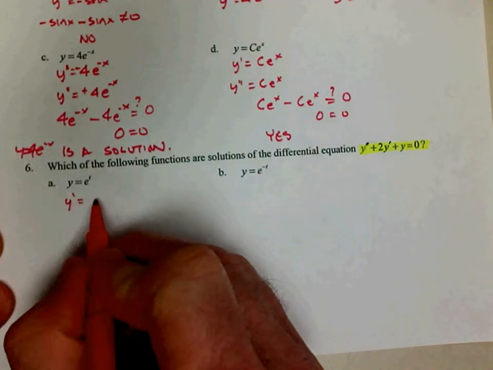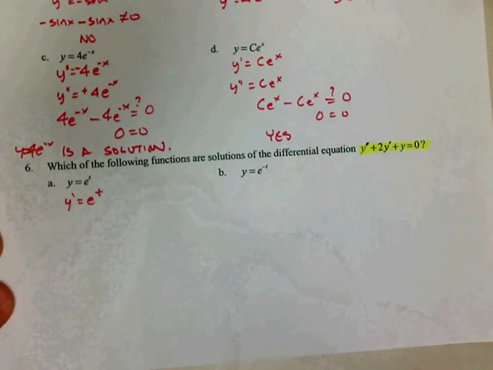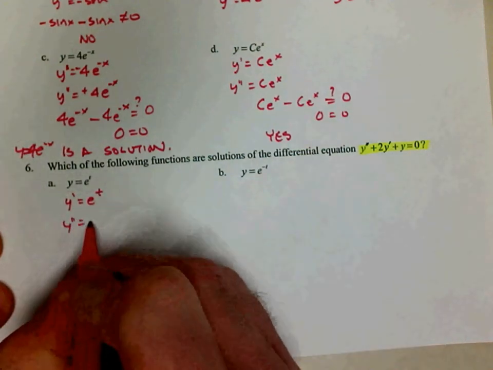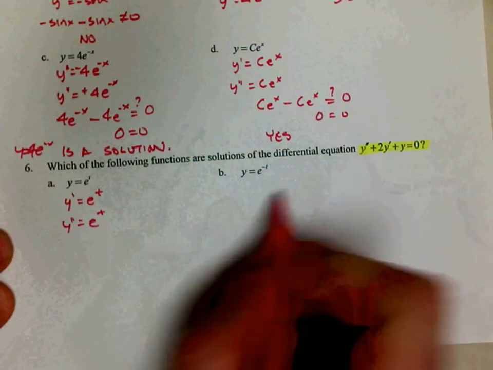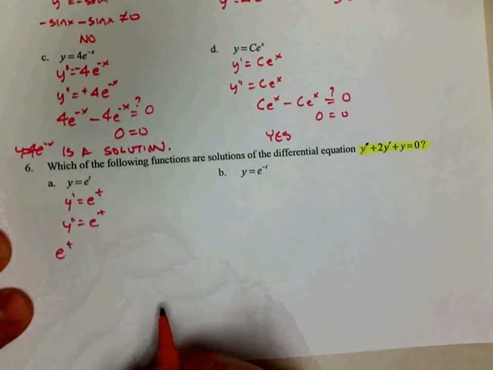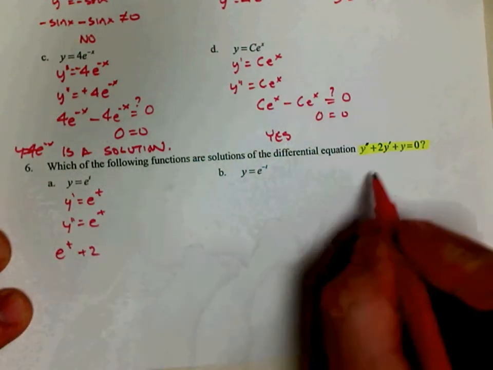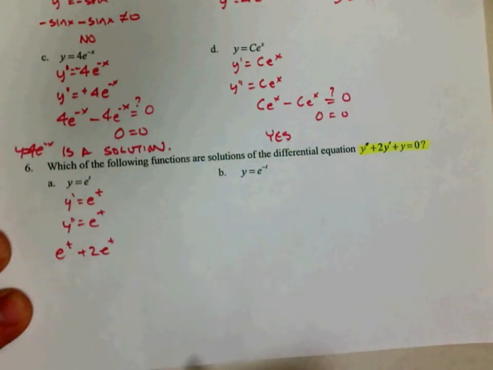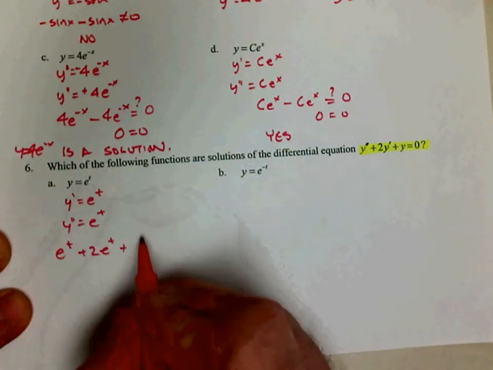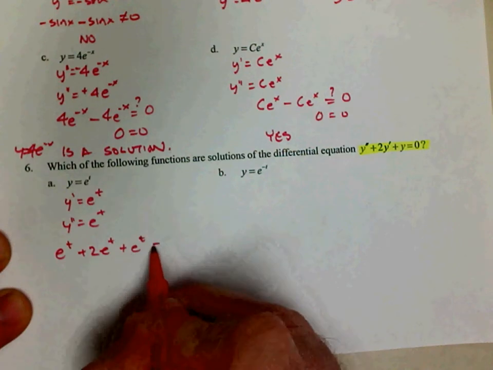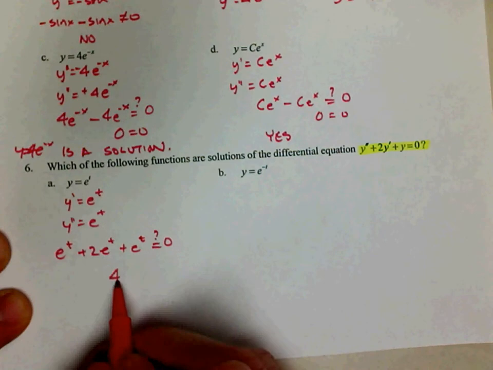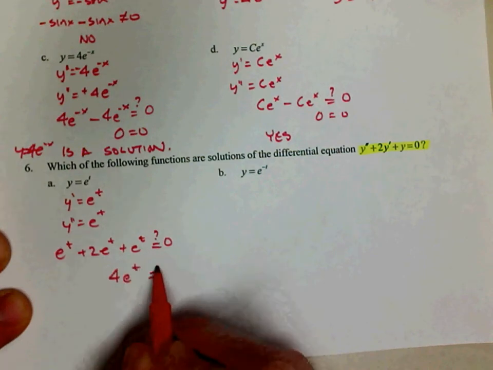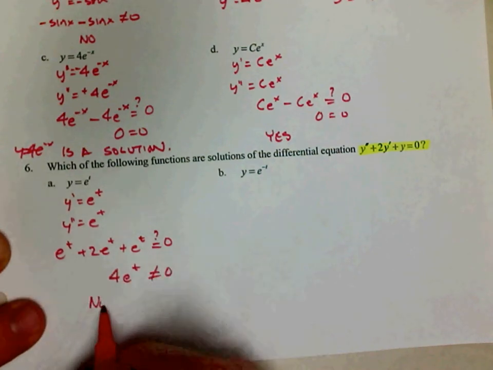This will be e to the t. Second derivative is e to the t. So a little bit boring here, but let's just substitute those in and see. Second derivative, e to the t, plus 2 times our first derivative, e to the t, plus the original function, e to the t. Does that equal 0? Well, obviously not. This is going to be a 4e to the t, which does not equal 0, so not a solution.